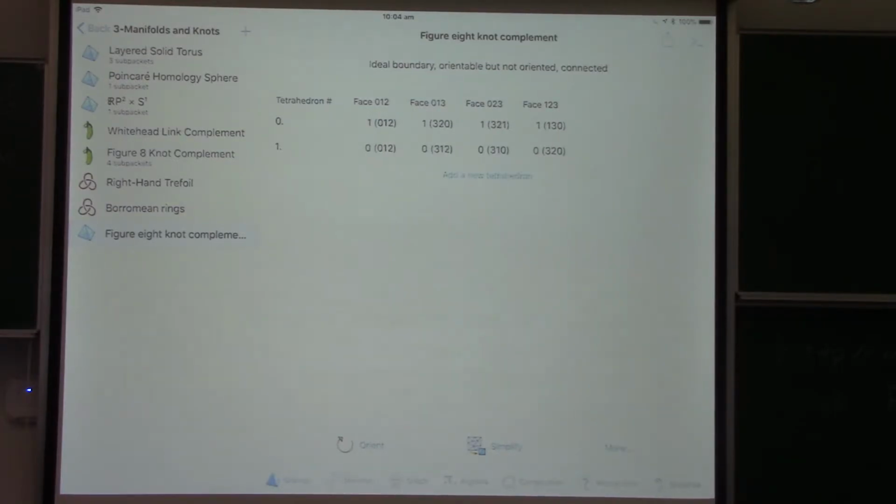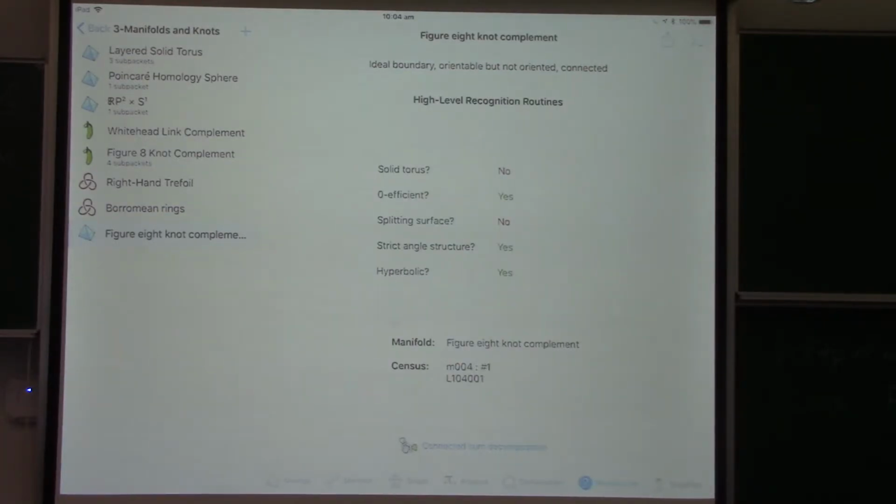Let's make it ideal again. Look it up in the census. It finds it in 2 different censuses. It finds it in the knot and link census, and it finds it in the SnapPy census. So it only checks the censuses that it has. Sorry? It checks the censuses that it has inside of itself. Yes, it just checks the census inside of itself. It doesn't send a query to Google.